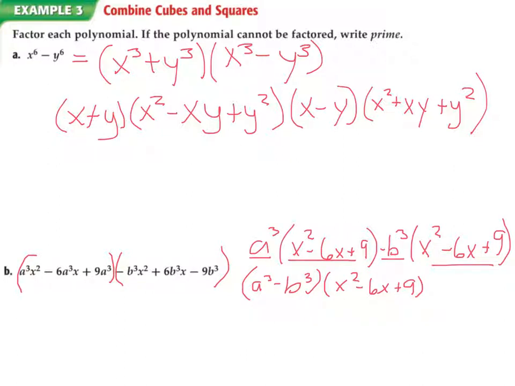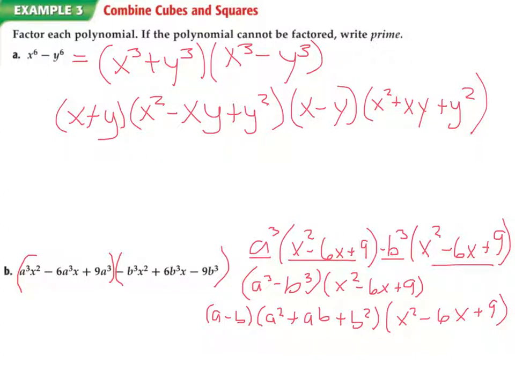So we can go ahead and use the difference of cubes to be able to break this down even more. So I'm going to have a minus b times a squared plus ab plus b squared. And then I'm still going to have my x squared minus 6x plus 9 on the end.